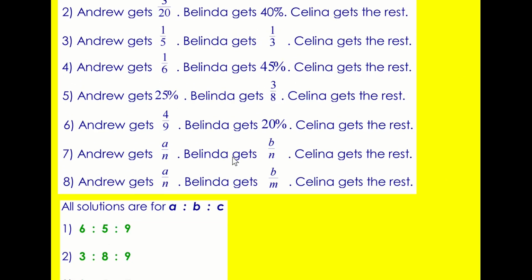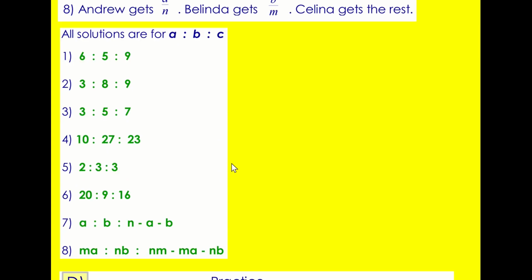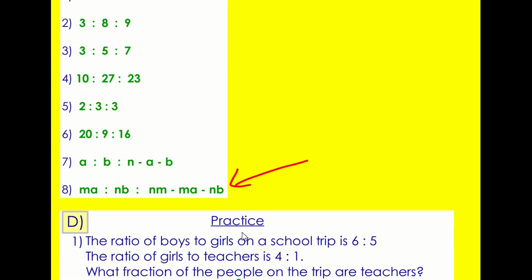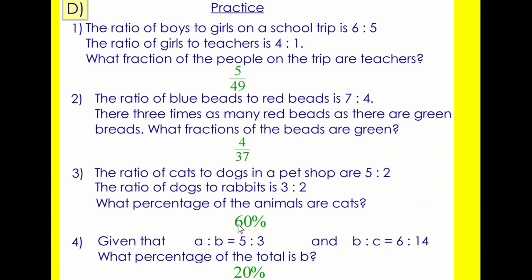Okay, just going to reveal some of the answers. Answers to part C. Some algebraic ones down here. And to part D with these overlapping ratios. Okay, all good, I hope.